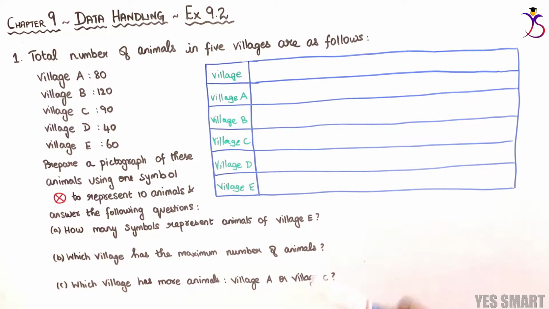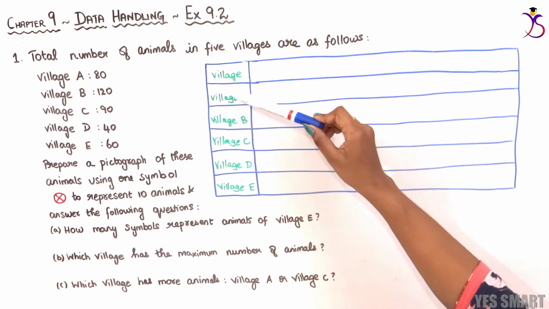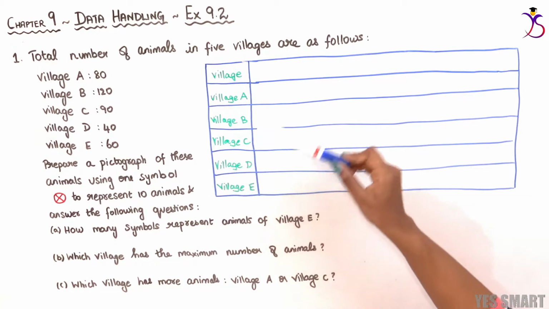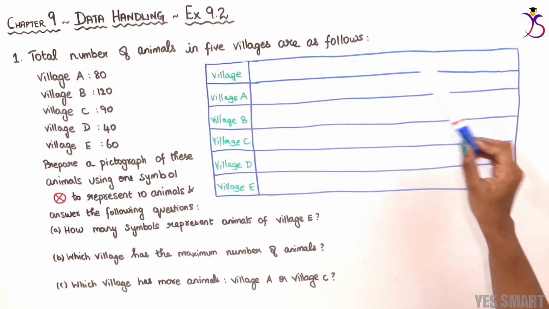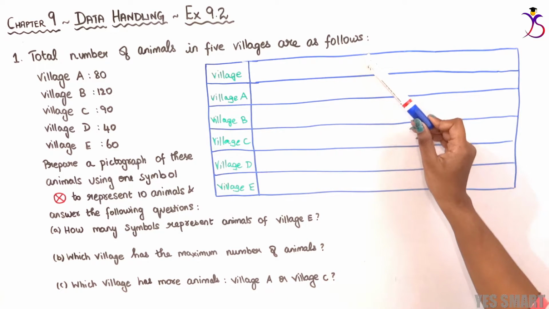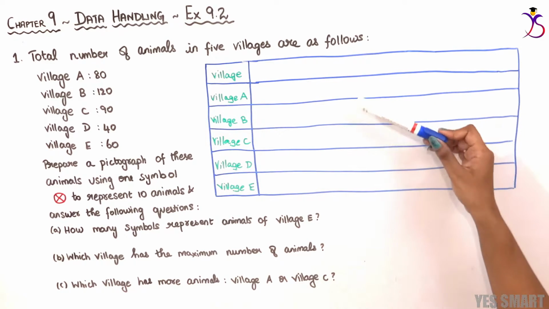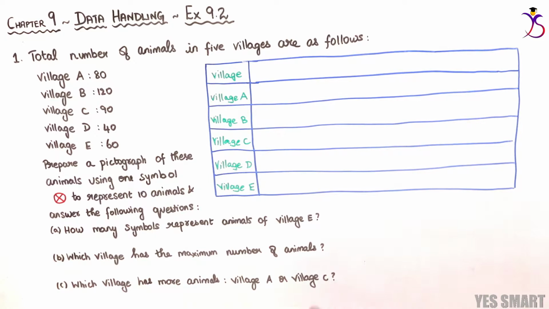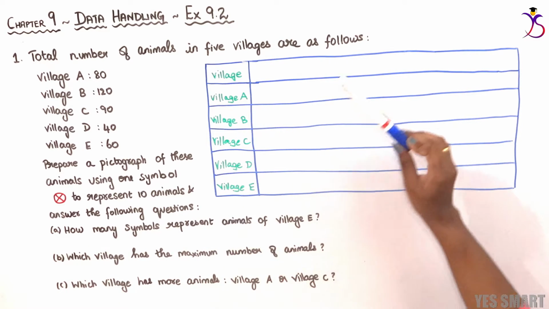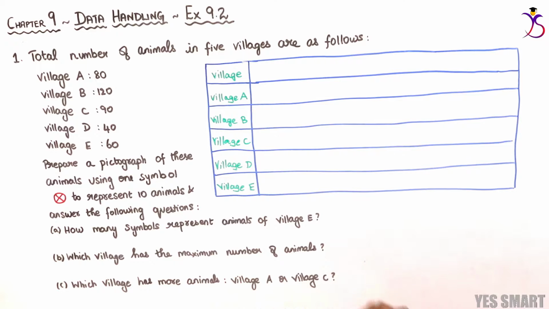So let's draw a tabular column. We will write the village names like village A, B, C, D, E, and here we can write the scale of the image. Accordingly, we will represent the count of the animals and answer the following questions. So let's first represent it in a pictograph. Then we can answer the following questions.